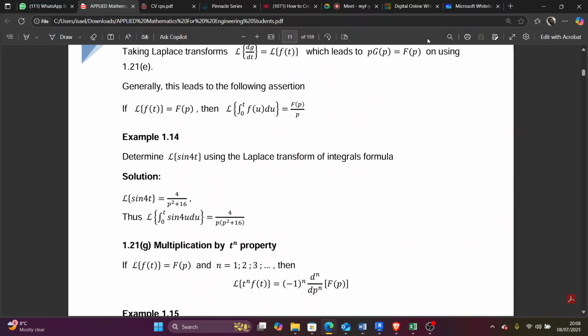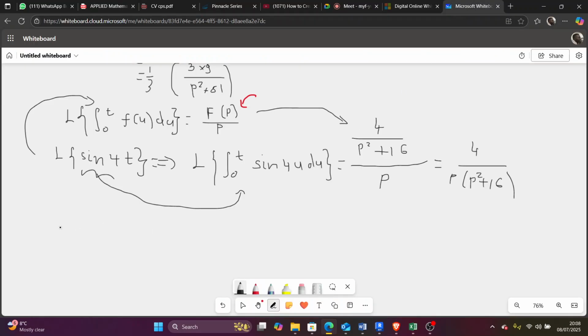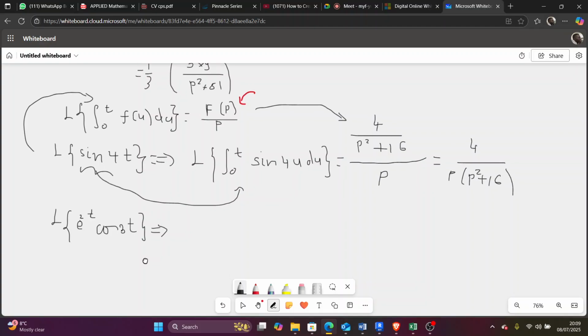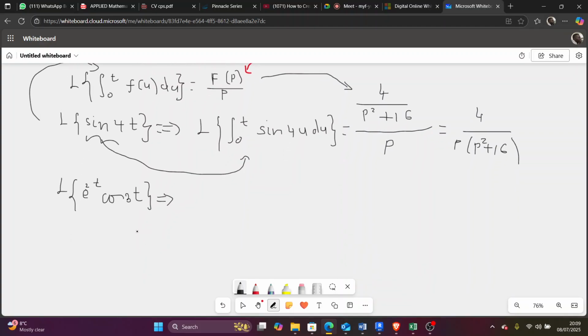Let's see if we can cook up a question. Let's say we have the Laplace of, let me try something, exponential 2t cos 3t. I'm just trying something. Let's do it together. Okay, guys, let's say we are given this problem and they said we should solve it using Laplace transform of integral.